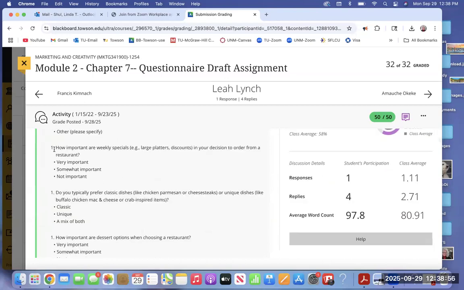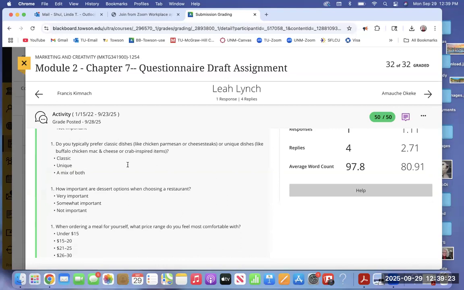Okay, number 2. See, we have a problem here. The numbering is off. When you put it into Blackboard, the numbering will be off and you have to go in and physically fix it. Or you could save it as a Word document, as a PDF, and then attach it. So that is a problem with putting it into Blackboard, into the message box, just so you are aware. But the question itself, how important are weekly specials? Good question. Do you typically prefer classic dishes or unique? And that is something the owner probably wanted to know. How important are dessert options when choosing a restaurant?